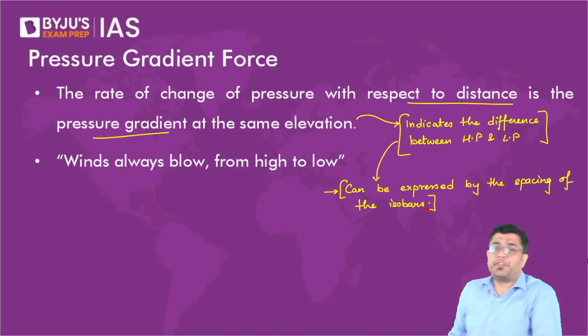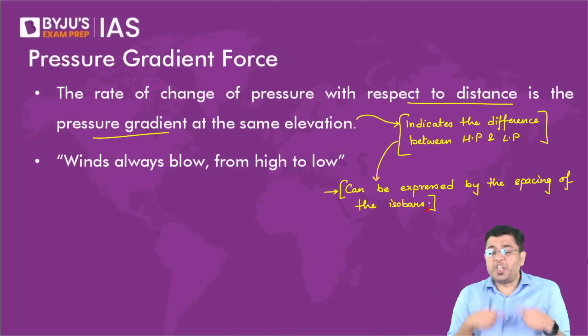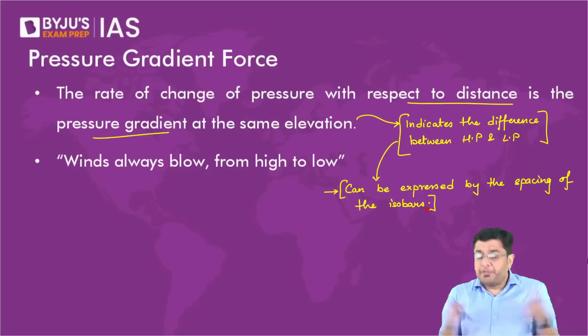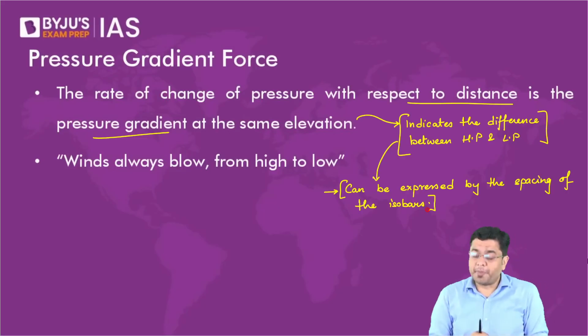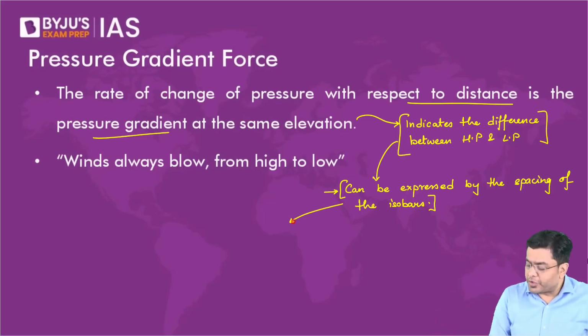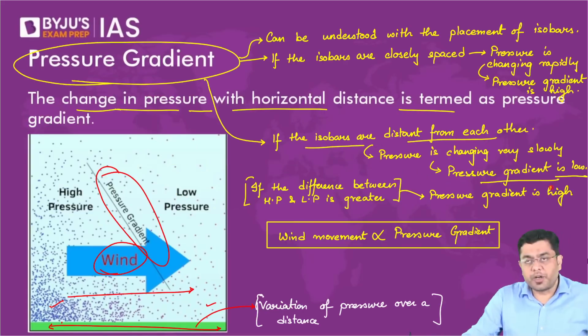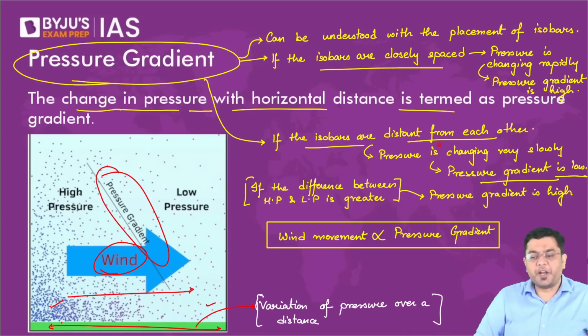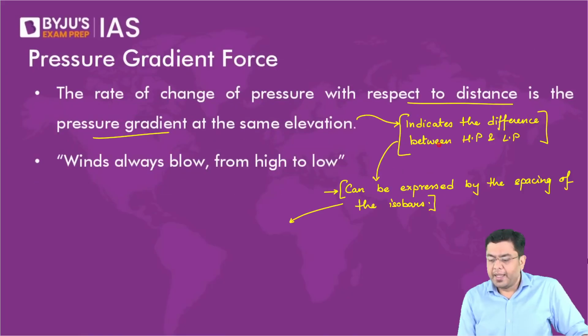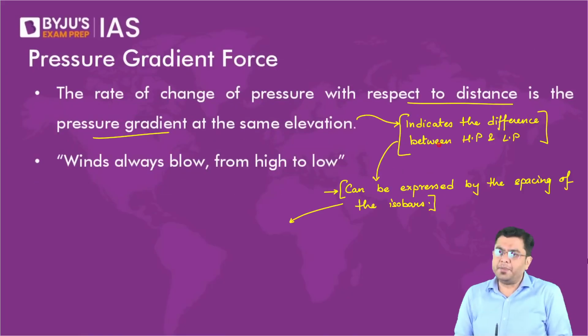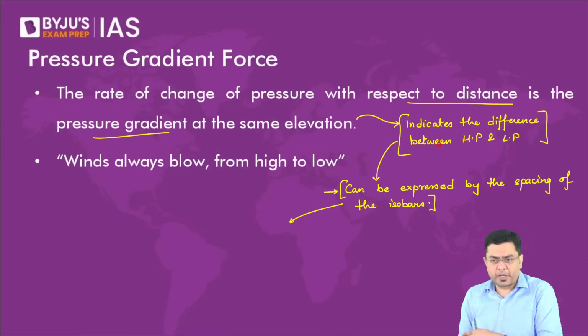So if the isobars are closely placed, that means the change of pressure is very high. If the isobars are wide spaced or are distant from each other, that means the pressure gradient or the change of pressure is low. So that brings us to the earlier conclusion that we had drawn above, that if the isobars are distant from each other, that means the pressure gradient is low. If the isobars are closely placed, that means the pressure gradient is always going to be high. And pressure gradient also ends up generating what is referred to as the pressure gradient force.